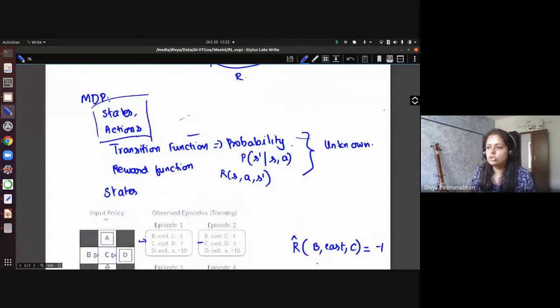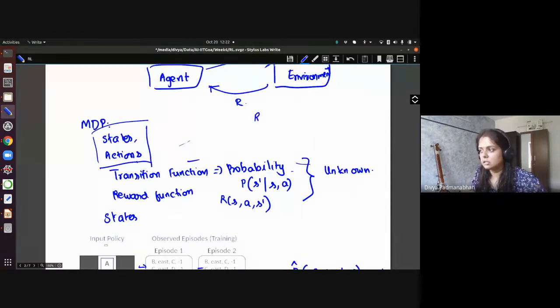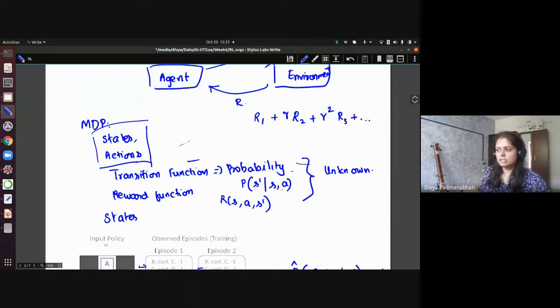So ultimately you want to find a policy, which is a mapping from each state to the set of actions that you can take. And you want to find the policy that maximizes your long term rewards. The long term reward was the reward at time one plus gamma times the reward at time two plus gamma square times R3 and so on. This is something you wanted to maximize, and that was decided by the action that you take.